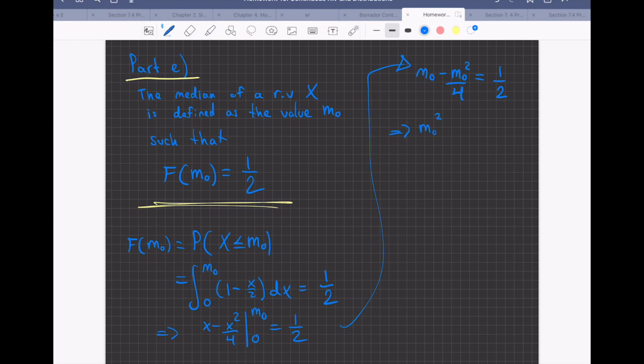Well, first, I'm sorry. I think we can multiply first both sides by 4. So we can cancel this 4. It's going to be 4 times m0. This is equivalent to 4m0 minus m0 squared equal to 4 divided by 2 is 2. So we have a quadratic equation. If we simplify this, we're going to have m0 squared minus 4m0 minus 2 equal to 0.